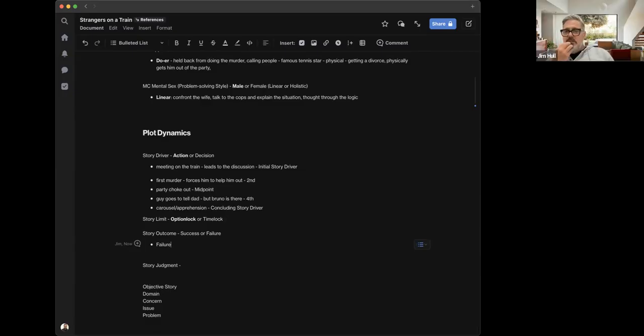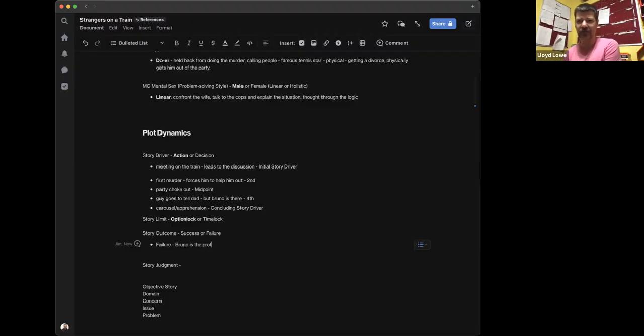I'll certainly make the argument that it's failure and that Bruno is the protagonist because he just wants his father dead the entire time. And I think that the antagonist Guy is not only having problems with avoiding the murder, but he's having problems with how to deal with his ex-wife. There are a lot of elements of his character that fall into that before he becomes proactive.